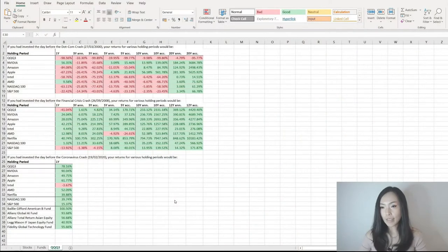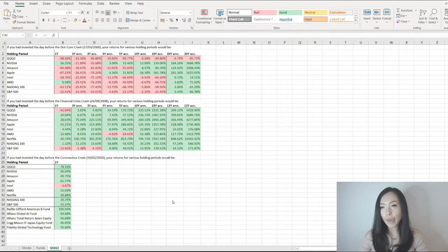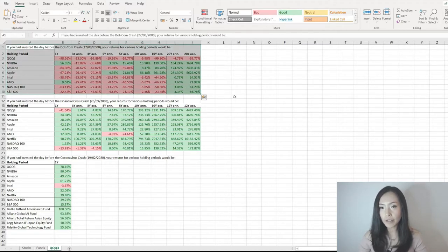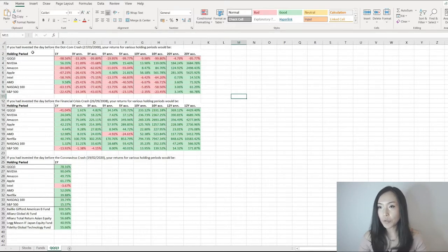So as you can see, these are the tables I have prepared to show you the performance differences between QQQ3 and individual stocks and indices and some funds over different holding periods following the dot-com crash, financial crisis crash, and the COVID-19 crash. So let's look at the first table. This table shows you if you had invested the day before the dot-com crash, which would have been the 27th of March 2000, what your returns would be for these holding periods.